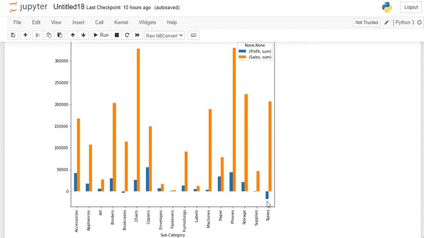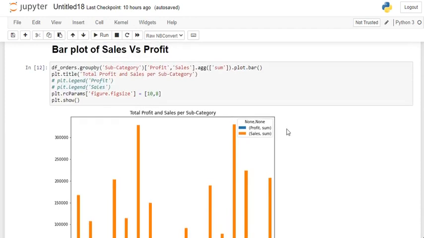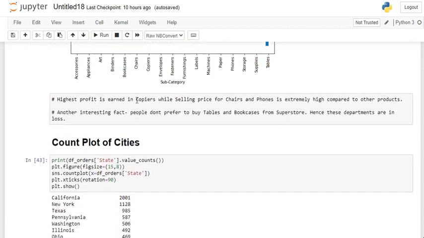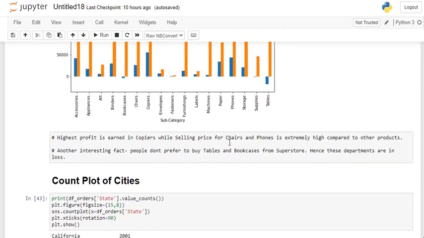So this comes under negative. And here see supplies, the sales is a bit more but there is very little profit. And also here see bookcases, the sales are more, but the sum of profit is negative. So this kind of insight we can derive from this graph, the bar plot of sales and profit. So the highest profit is earned in copiers, while the selling price for chairs and phones is extremely high compared to other products.